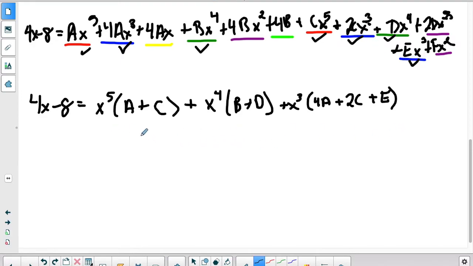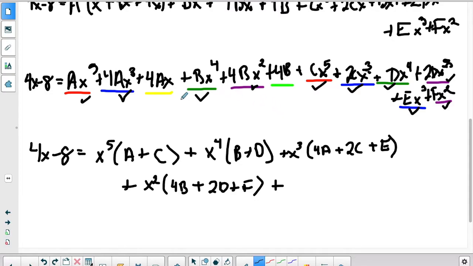Now I'm going to write this down below because I've run out of room. Plus now our x squareds. So we have three of those, these three here. So our x squared is going to be times 4b plus 2d plus f for our x squareds.